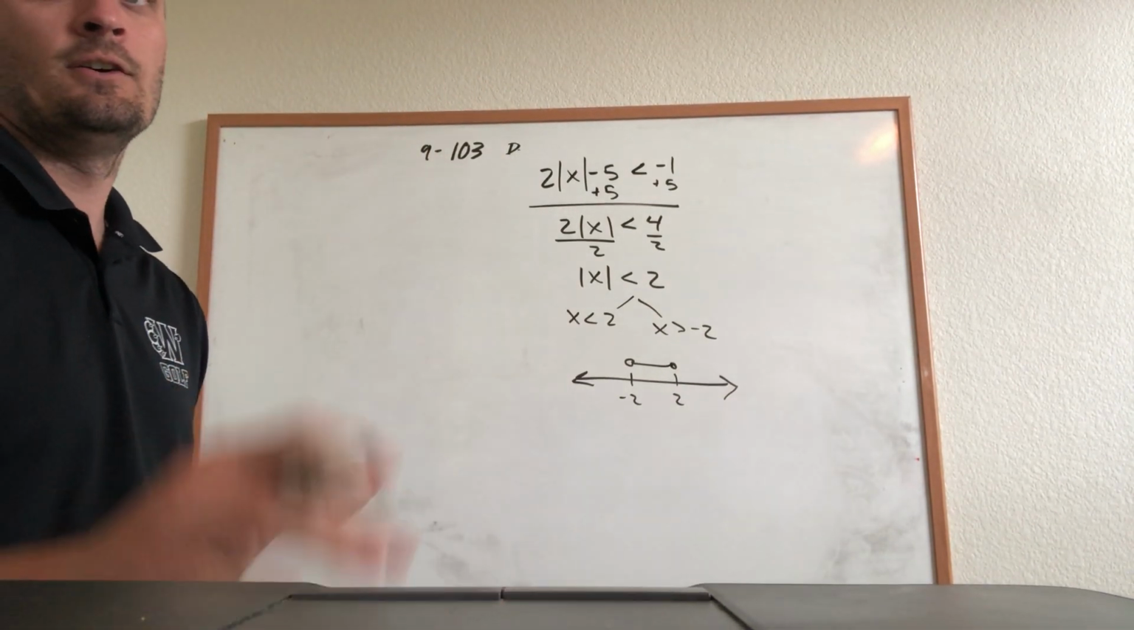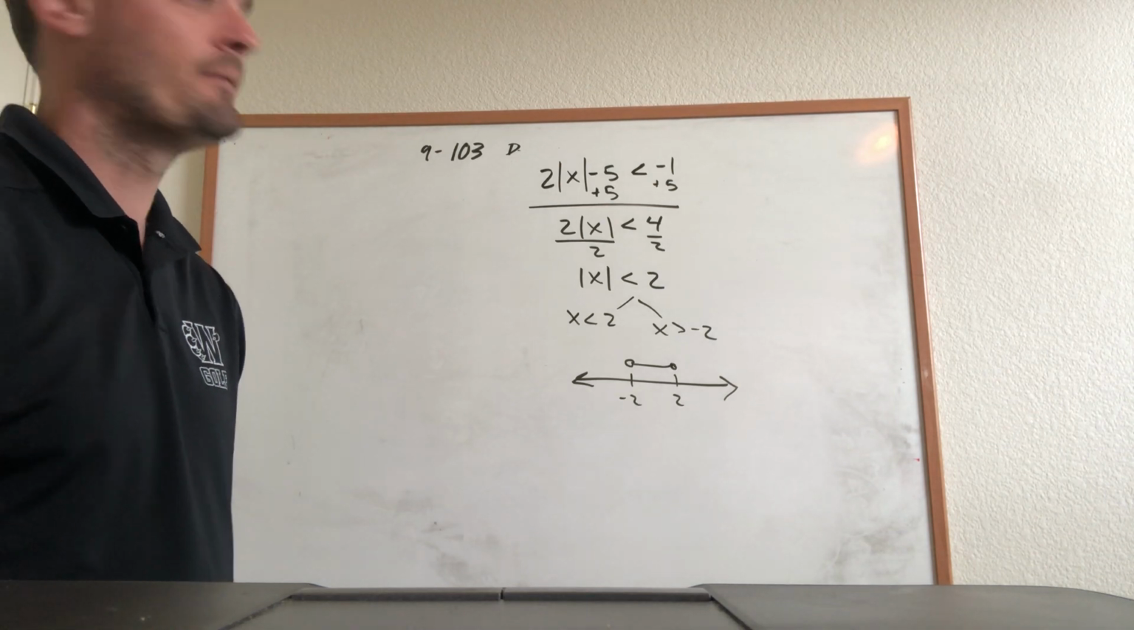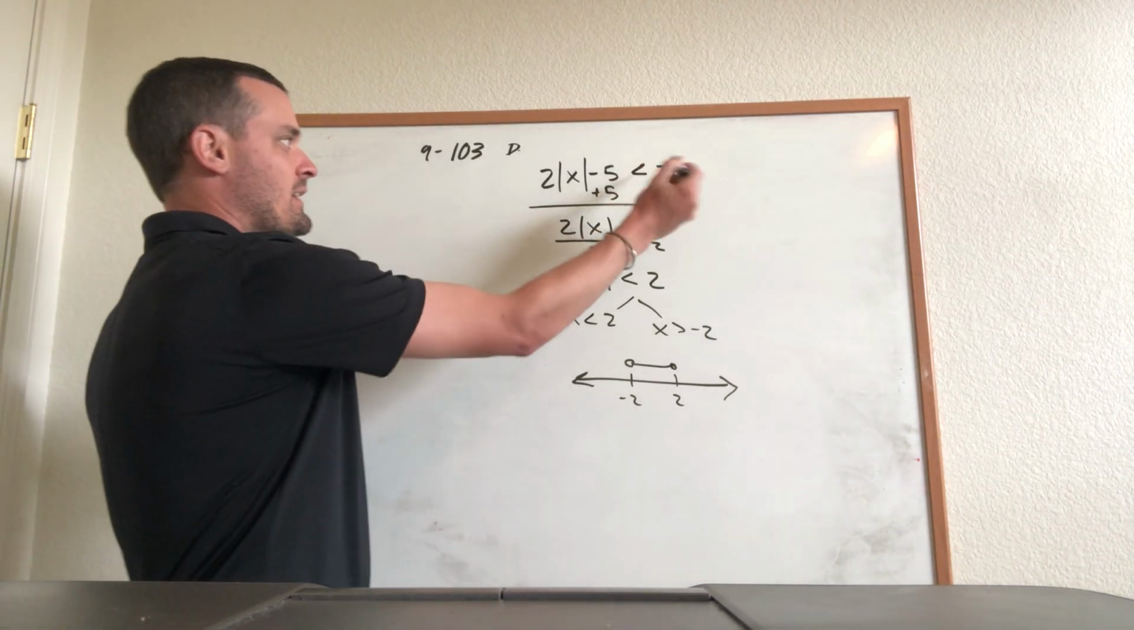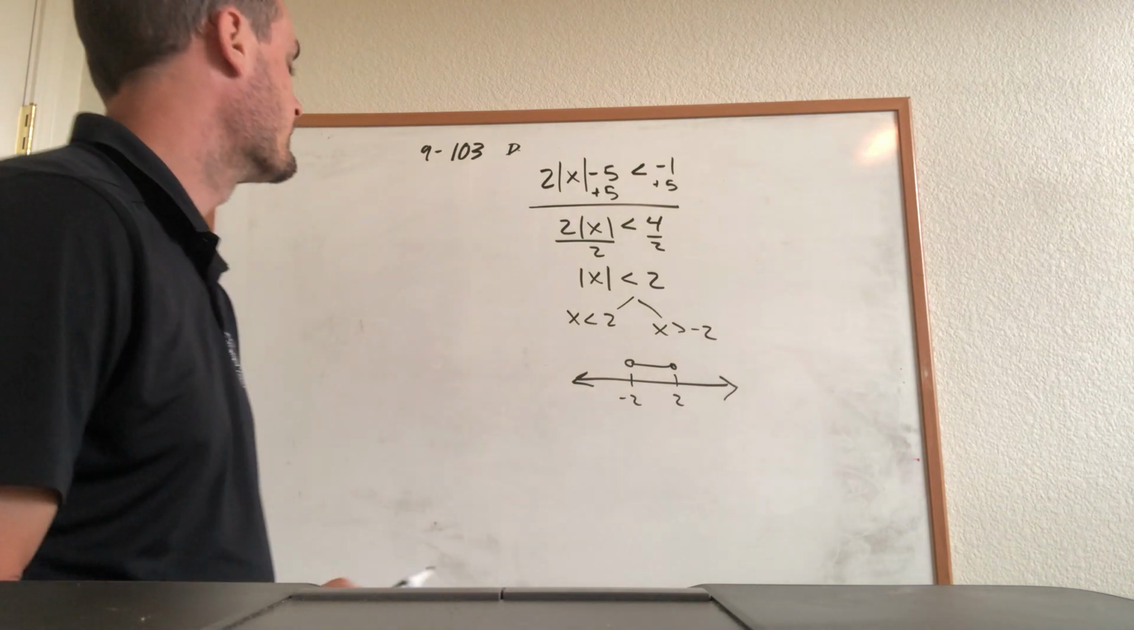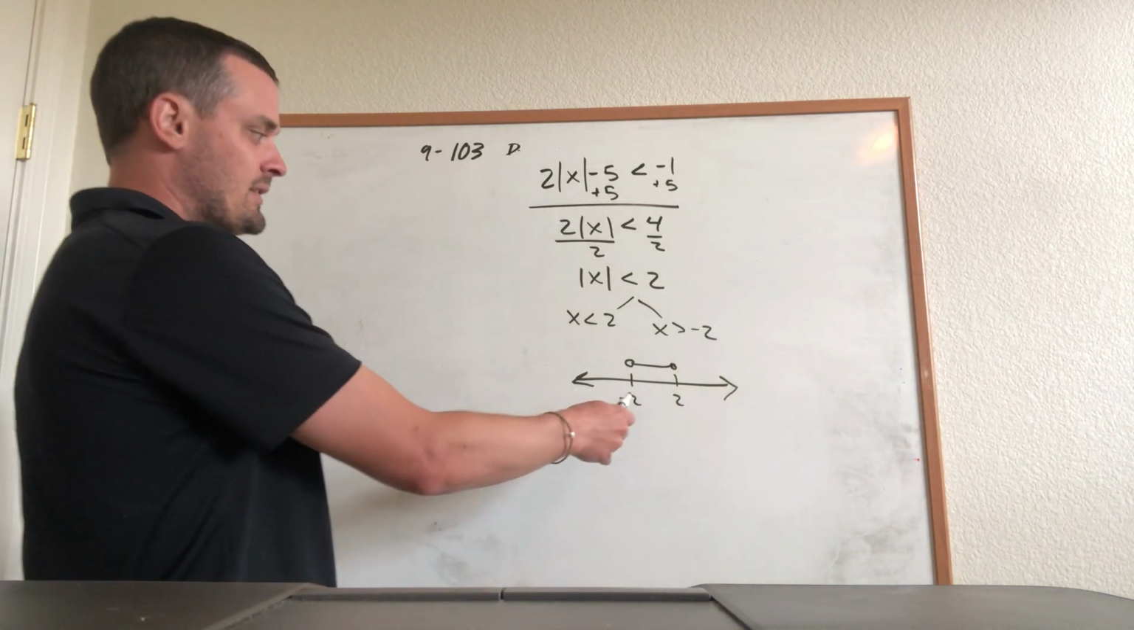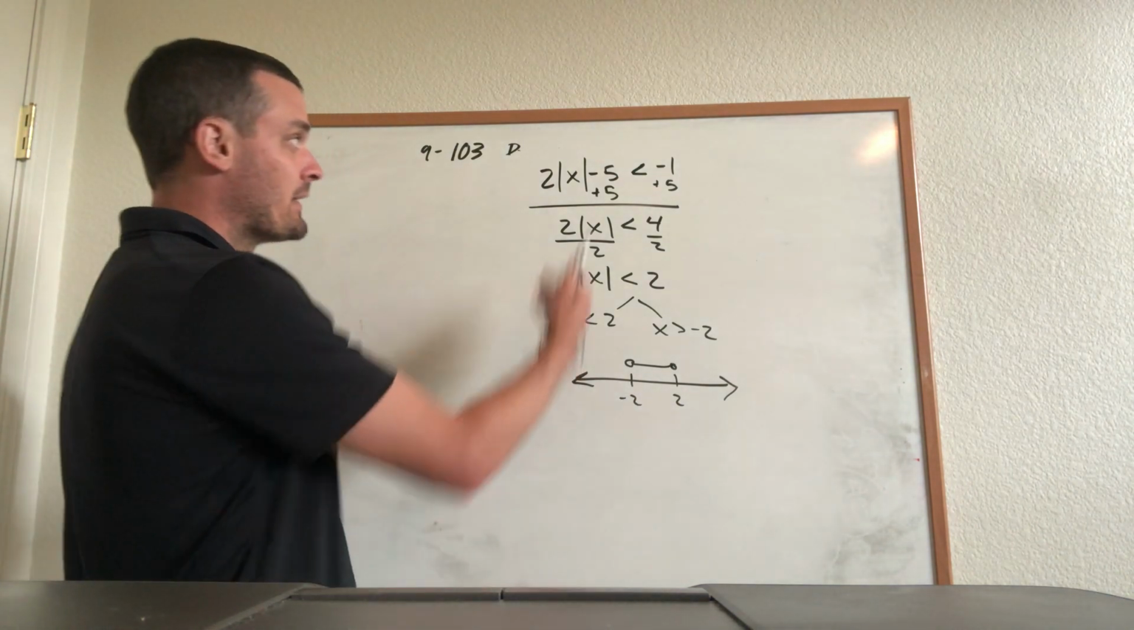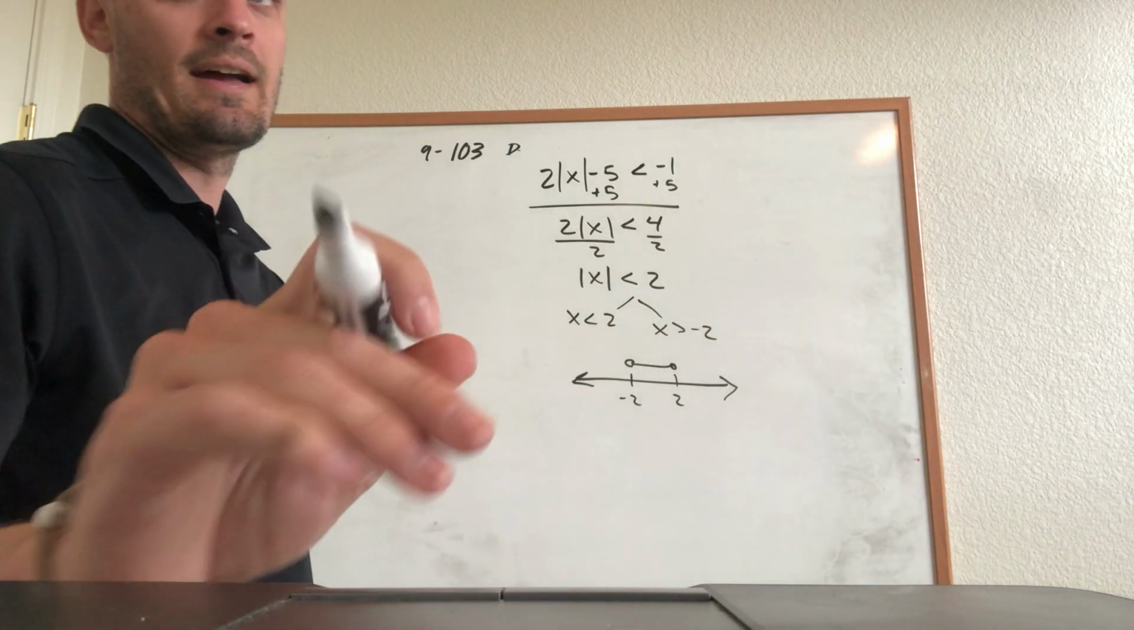And it's going to have open circles. Okay? Can't forget about the open circles. Remember, if there's a line underneath, we'd have a closed circle. But any of the numbers in between negative 2 and 2 would make this inequality accurate.